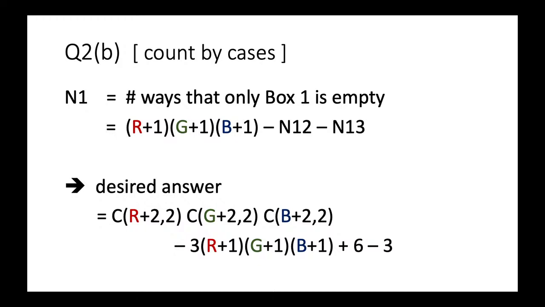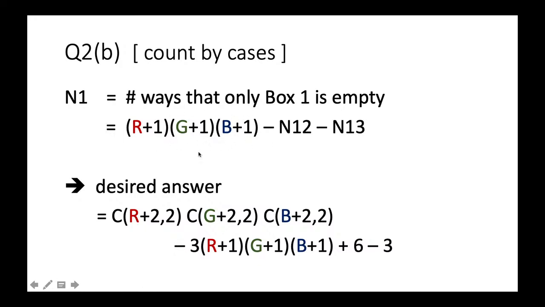The number of ways that box 1 is empty is (r plus 1) times (g plus 1) times (b plus 1), because the red balls must be distributed into box 2 or box 3, so there are r plus 1 ways of doing so: 0 and r, then 1 and r minus 1, and so on to r and 0. So this is the total number of ways that box 1 is empty, but this is not the case that only box 1 is empty.